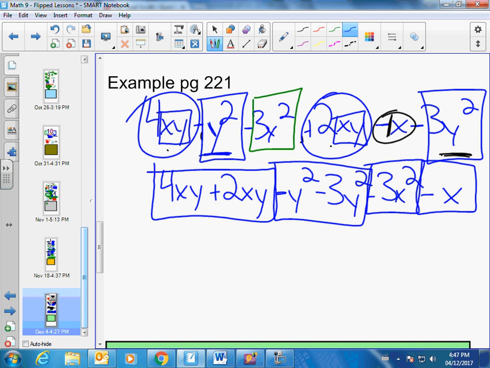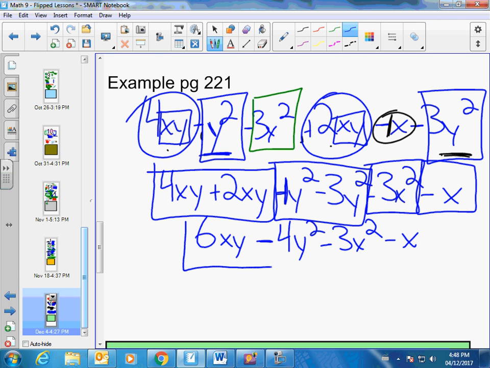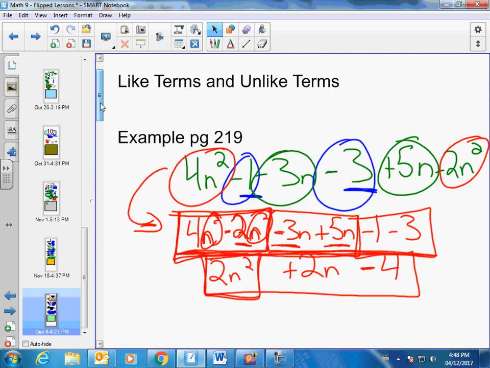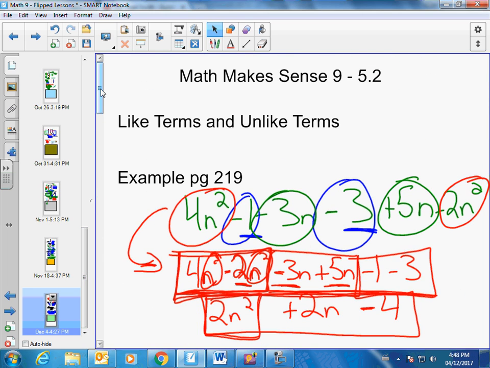So I have 4xy's plus 2xy's gives me 6xy. I have negative y squared minus 3y squared. Remember, negative 1y squared is another way to think of that. So I actually have negative 4y squareds here, minus 3x squareds, minus x. So my final equation is 6xy minus 4y squared minus 3x squared minus x. That is how we group like terms and unlike terms. I will see you in class.